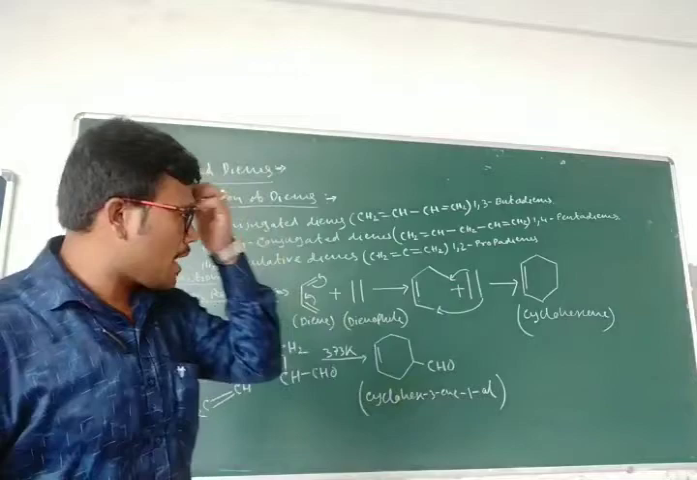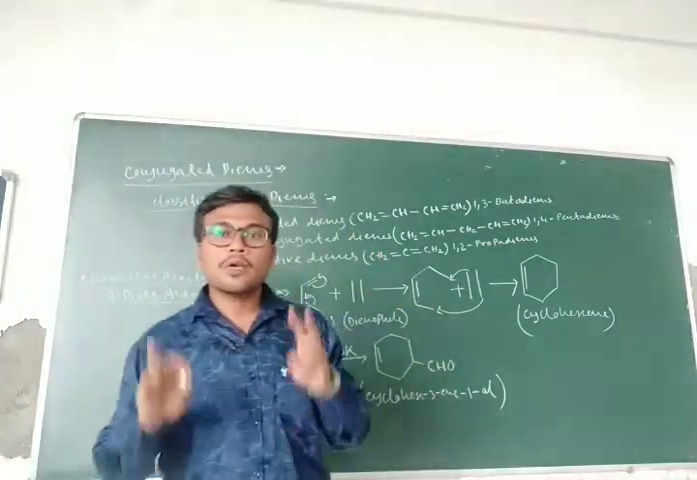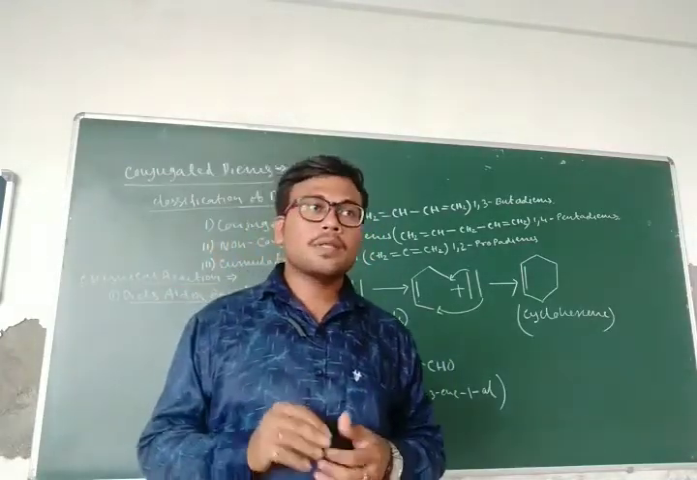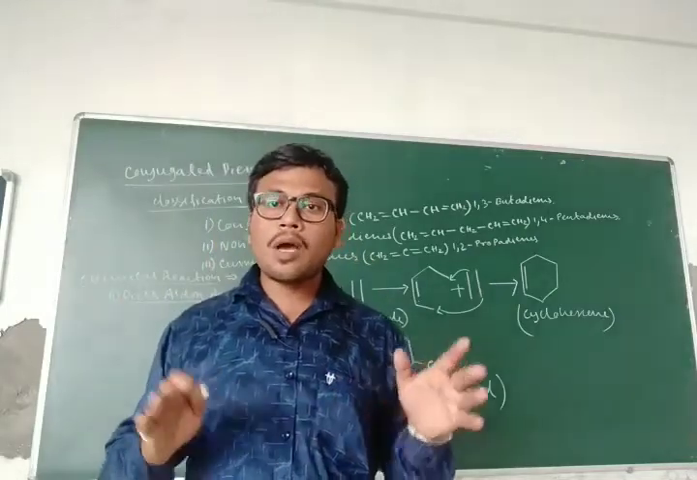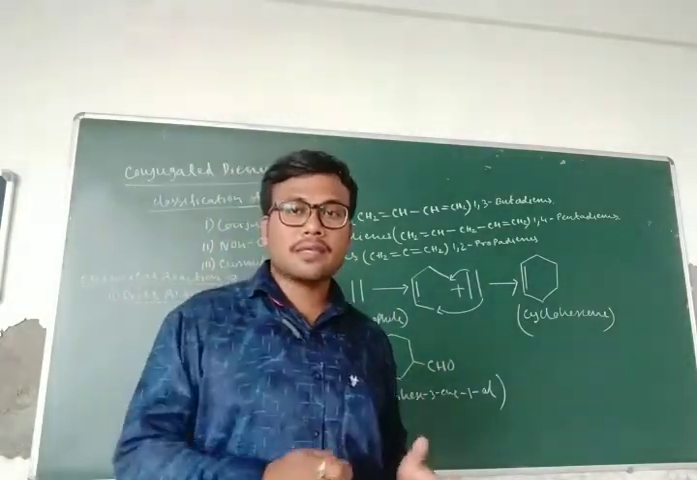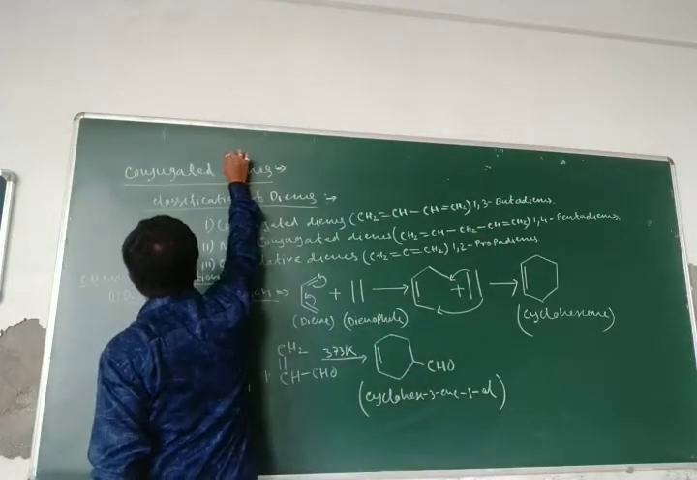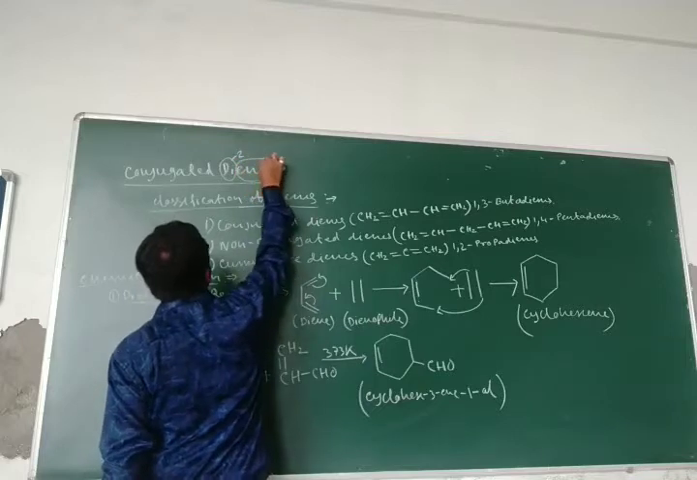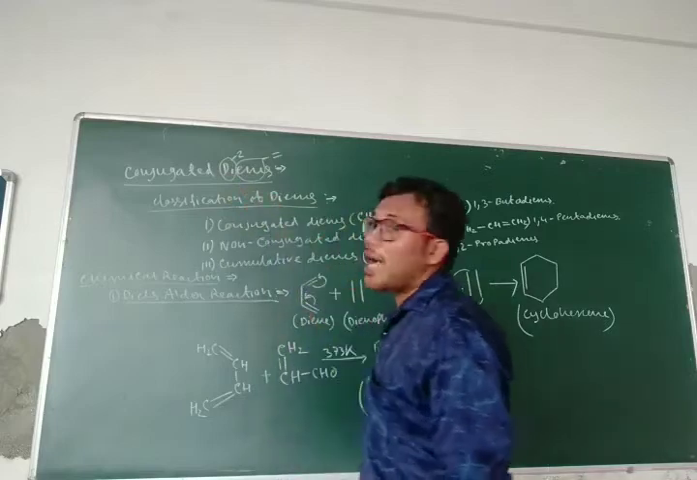So, what are dienes? Dienes are those compounds which contain two double bonds in the same molecule. That means any compound that contains two double bonds is called a diene. Di means two, and ene means double bond. So that's why it is called diene.